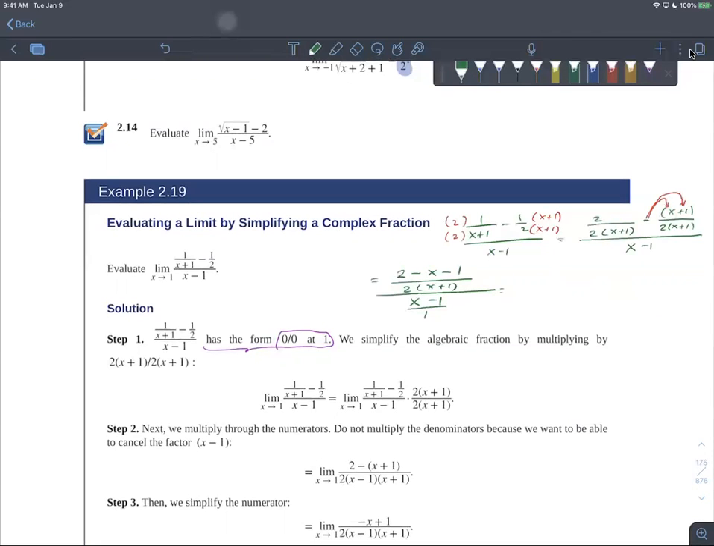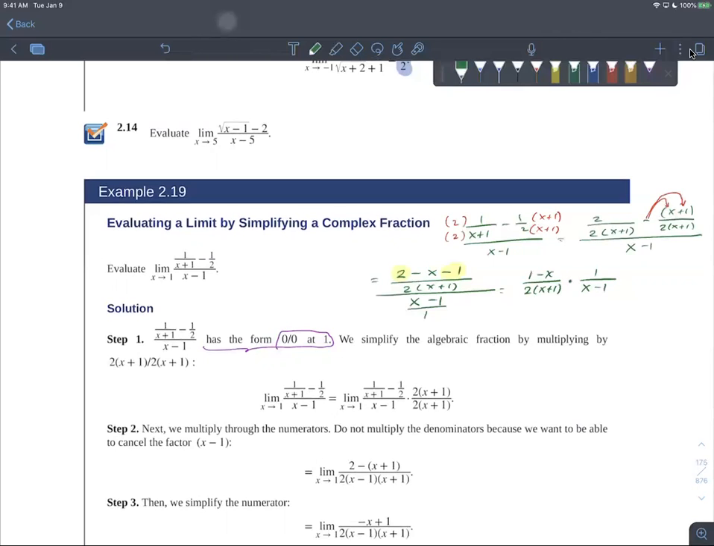I'm going to combine like terms here, since there's 2 minus 1. I'll combine those two terms, and that is going to be 1 minus x over 2 times x plus 1. Now, how do we divide a fraction by a fraction? We multiply by the reciprocal of the second fraction. So I took this fraction here, I flipped it around, and I multiply by it.